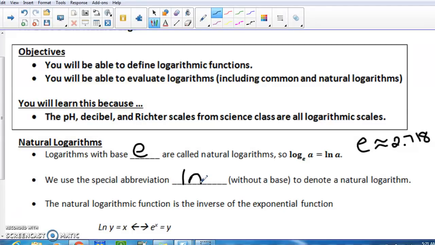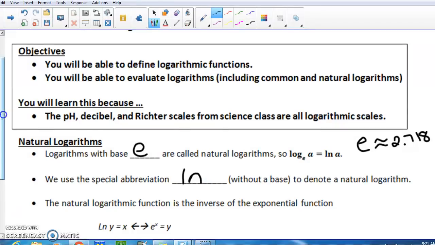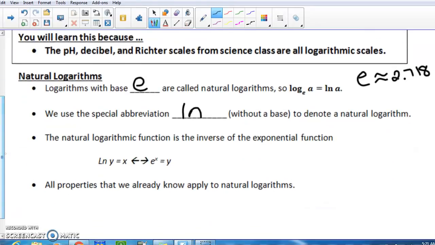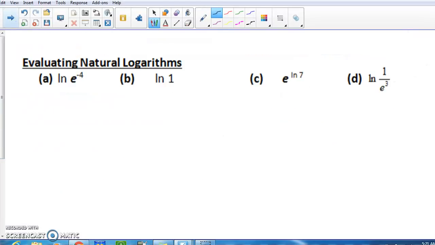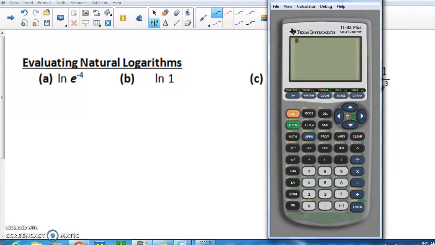Now, the natural log is the inverse of the exponential with base e. Just like a normal log is an inverse of an exponential with whatever its given base is, a natural log is the inverse of an exponential with base e. And all the properties we already know apply to this new concept called natural logs. So it's really not completely new and different. It's like an extension of what we already know.